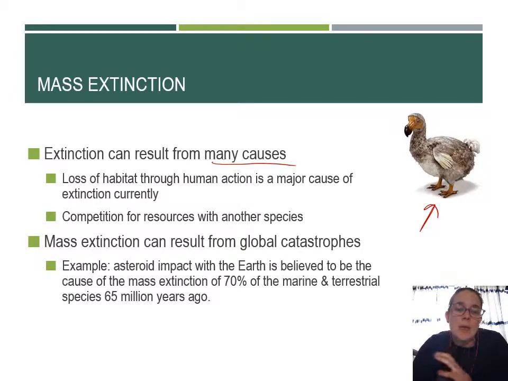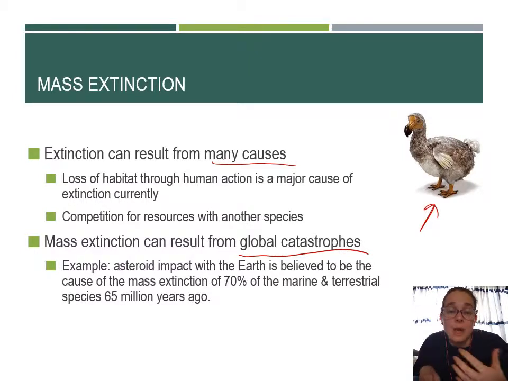But when we're talking about mass extinction, it's that global catastrophe. It's not the once-off hunting of an animal so that it doesn't exist anymore. Mass extinctions go beyond that. We're talking about a whole heap of species going extinct at once. And the big example that you're probably all thinking of right now inside your head is the asteroid impact that they are proposing caused the extinction of the dinosaurs.